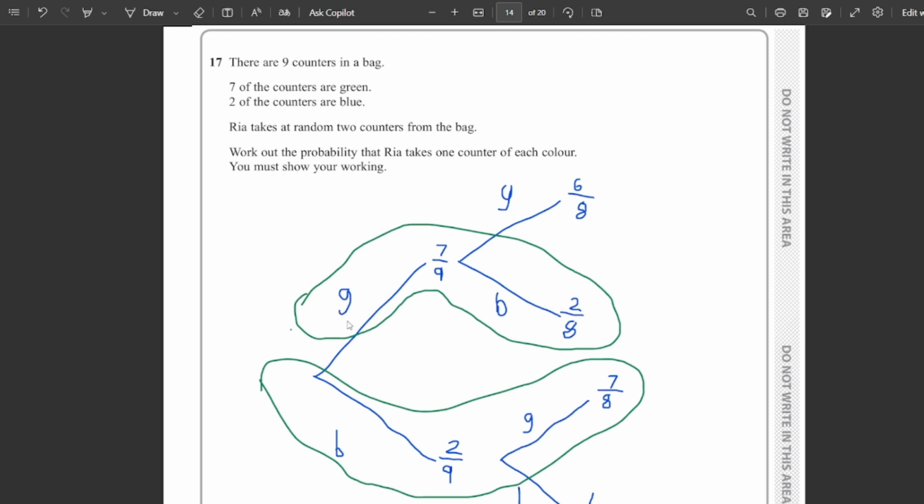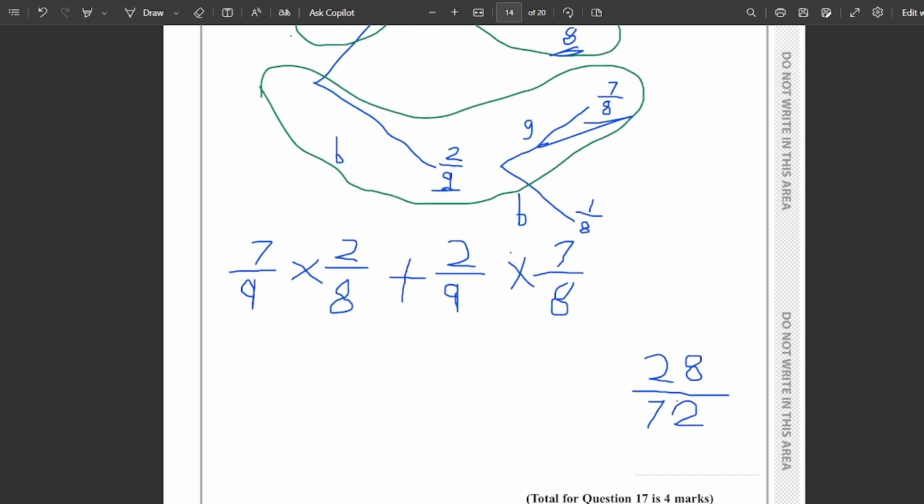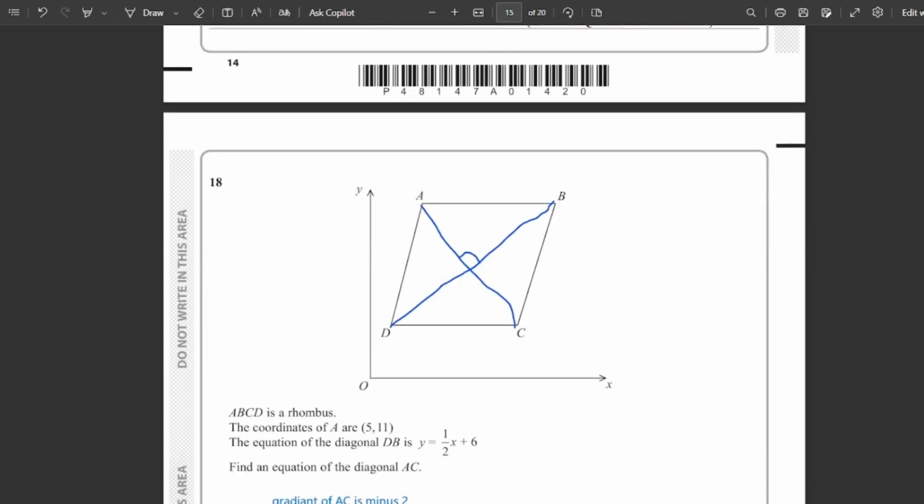So there's 2 total pathways which I've highlighted. So you need to get green and blue, or blue and green. And how you do that is, if it's and, you multiply, and if it's or, you add. So it's 7 over 9 times 2 over 8 plus, because you can also do this pathway, 2 over 9 times 7 over 8. And if you just simplify that, you should get the fraction of 28 over 72.